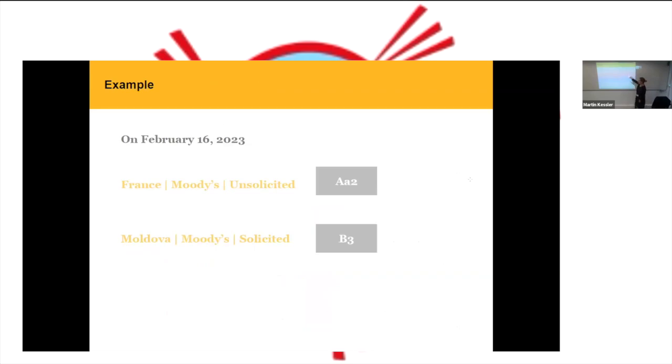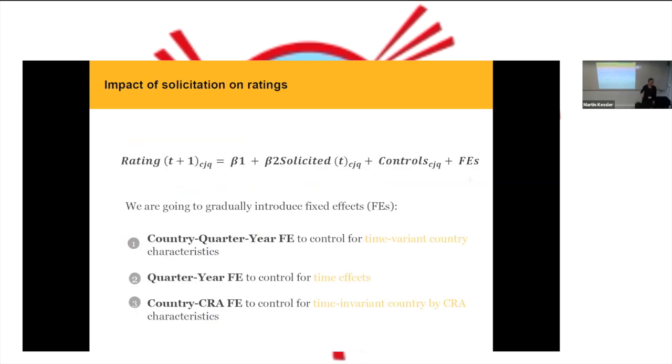Oh yeah, everything that is gray disappeared. So it's AA2, that's the rating, and then Moldova, B3, would have a low rating. So France is not paying, Moldova is paying, and we gradually include those fixed effects: country, quarter-year, which I saw in the previous paper, and then country-quarter fixed effects. We will gradually use them as well.